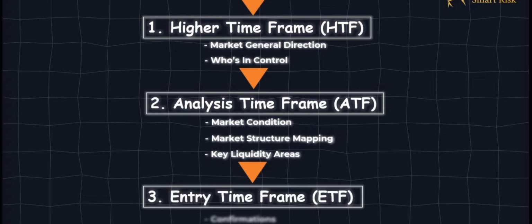Number 3. Entry time frame. Once your bias is clear, the entry time frame is where you zoom in to look for confirmation signals and execute your trades. Each mentioned time frame has a different application. So now, let's zoom into the details and break them down step by step from a micro-level view.